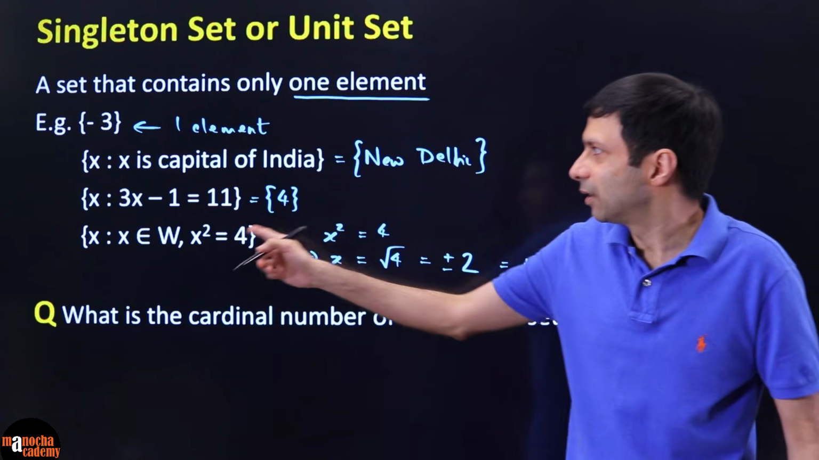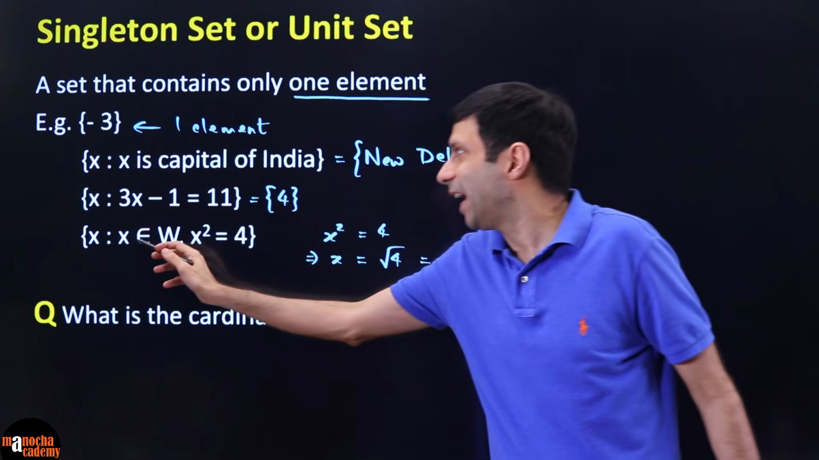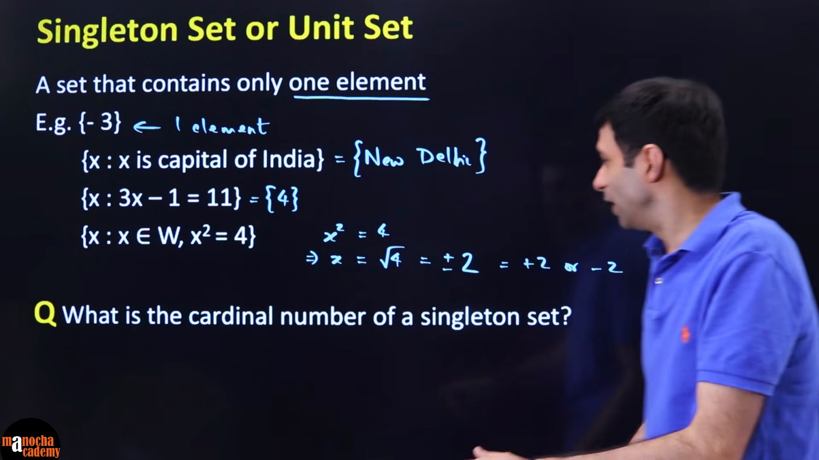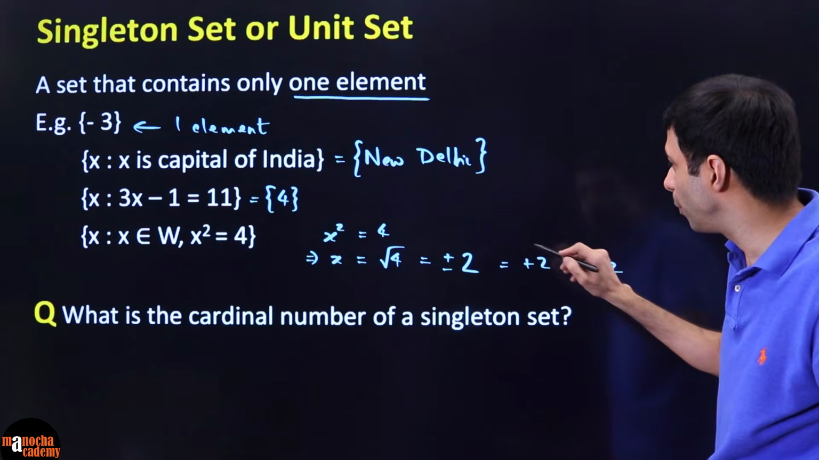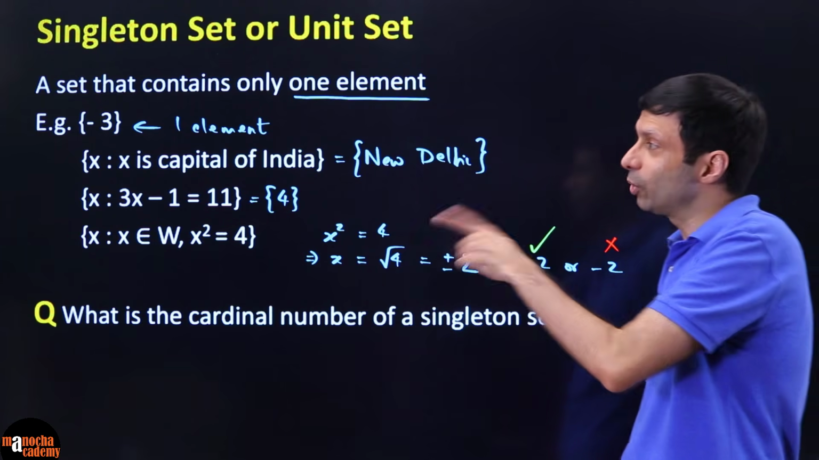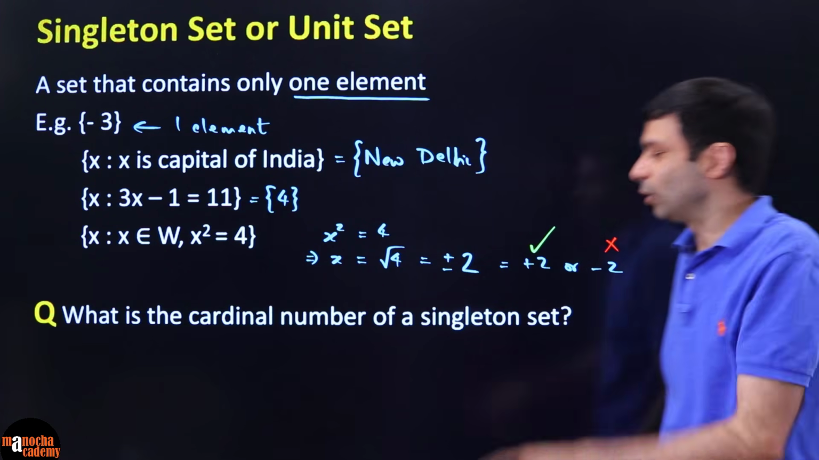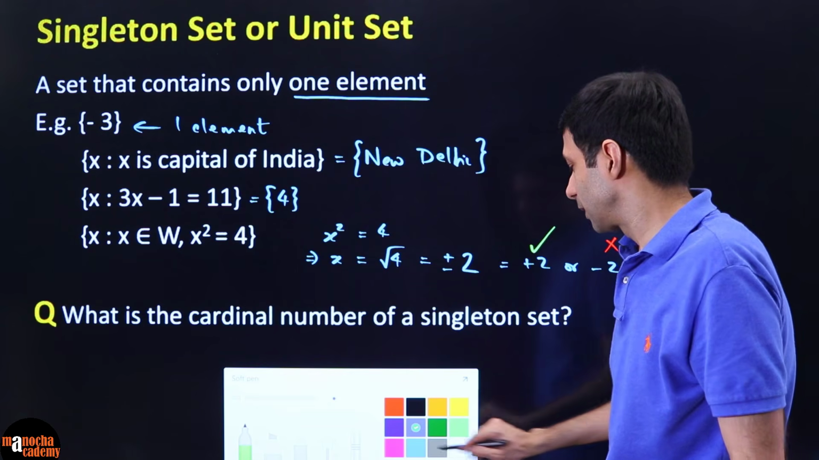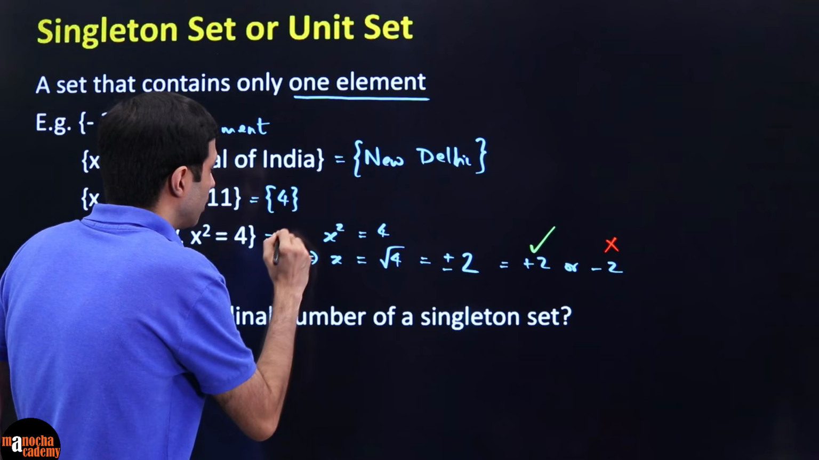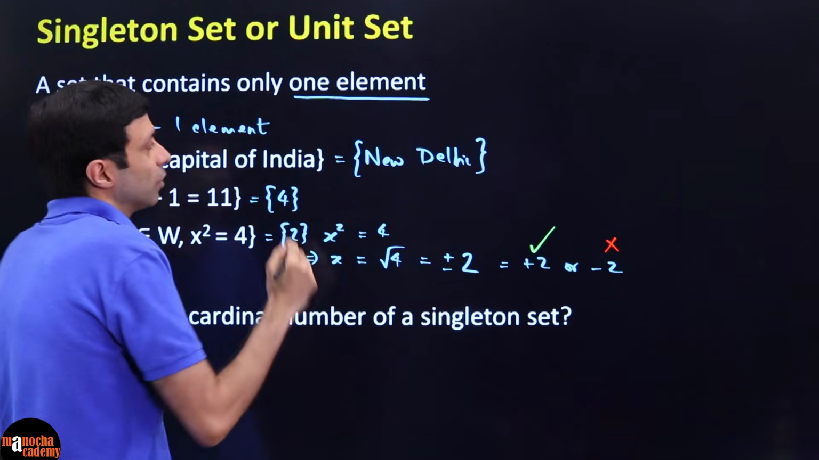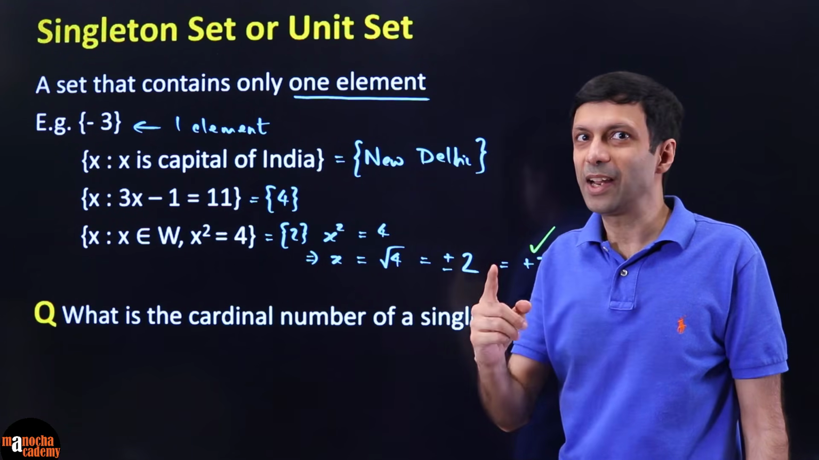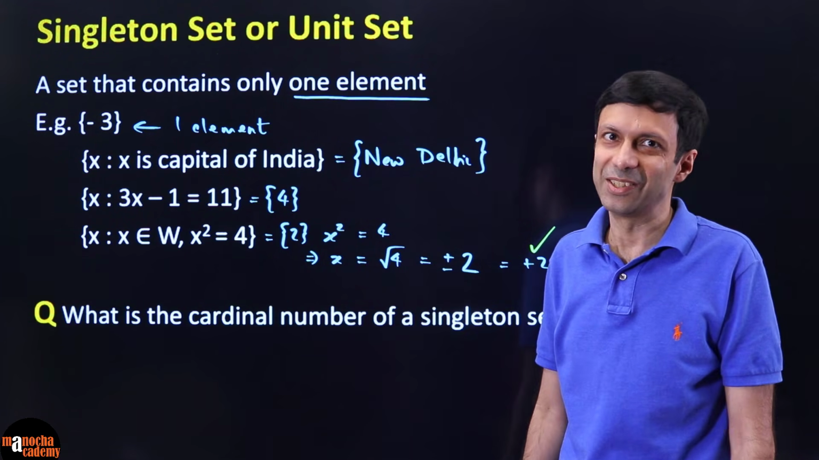But if you look at this set given to us, look at it carefully. x belongs to whole numbers. Whole numbers means 0, 1, 2, 3, 4 and so on. So therefore, I should only consider the positive value of x and not the negative value, because it is not including integers, only whole numbers. So therefore, once again, this set has a single answer, a single element in it, which is the number 2. So as you can see, all these examples are sets having one element in them, also known as singleton sets.